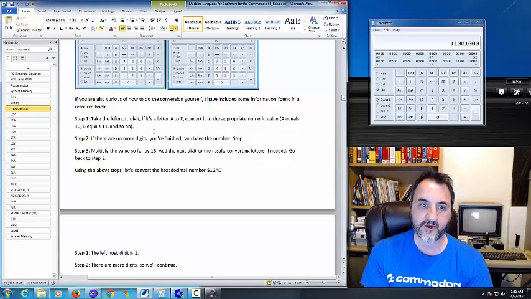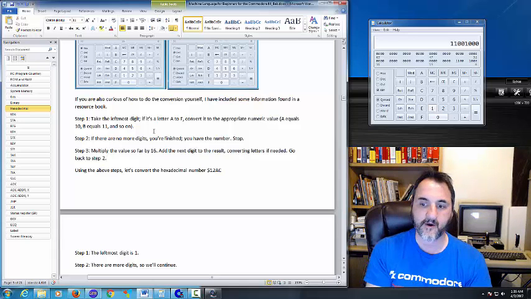Step 2, if there are no more digits, you're finished. You have the number, stop. So you can see it's kind of an increment. So if there's no more digits left, you stop right there. Step 3, you multiply the value so far by 16, add the next digit to the result, convert to numbers if needed, or letters if needed. Go back to step 2.